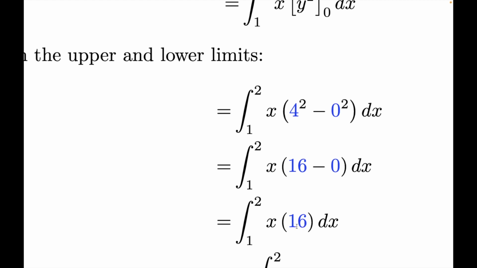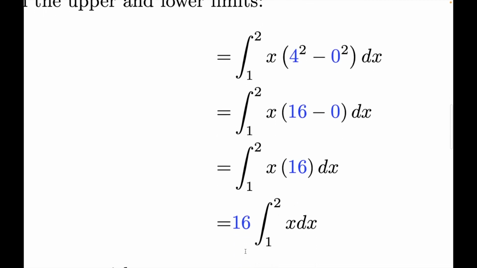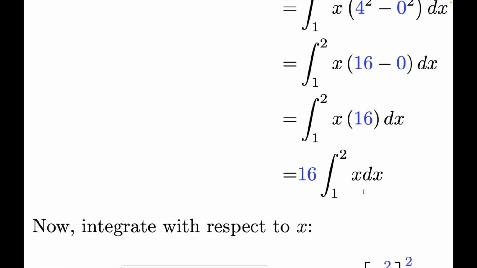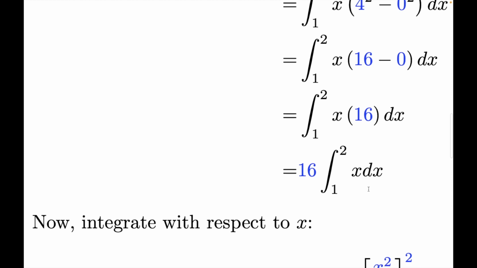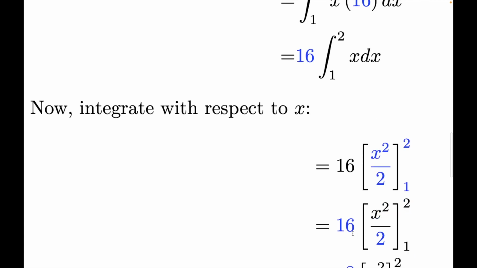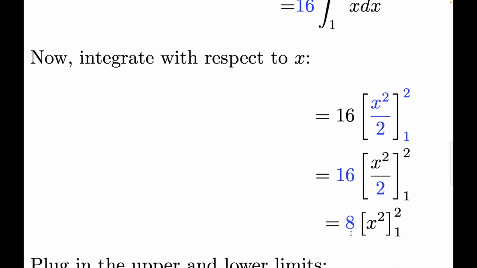Now we are left with a single integral, and again 16 is a constant, you can take it outside the integral sign. Now we are left with the integral from 1 to 2 of x dx. Integrate with respect to x. The integral of x with respect to x is x squared by 2. Next we cancel out 2 with 16, and we are left with 8.